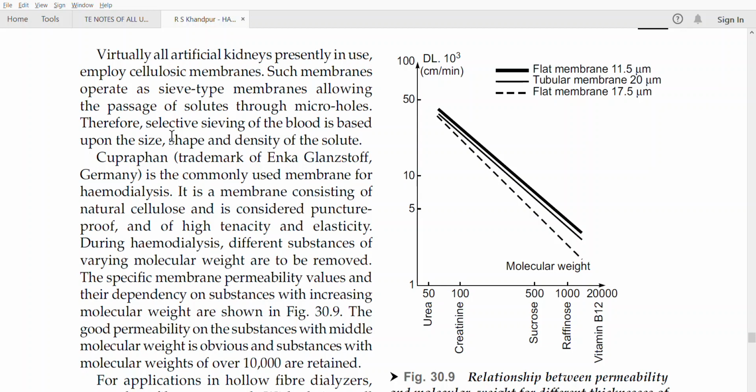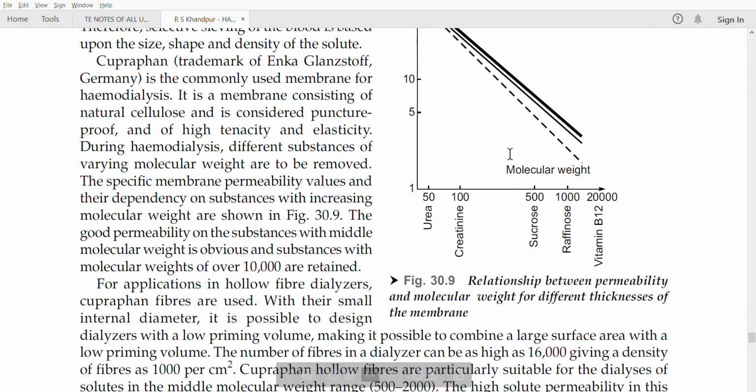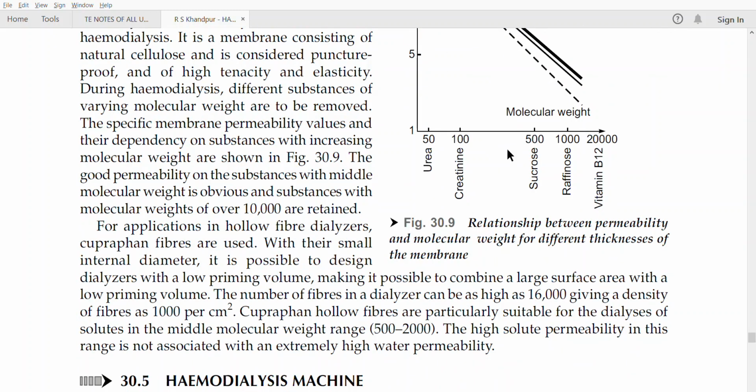During hemodialysis, different substances of varying molecular weight are to be removed. Specific membrane permeability values and their dependency on substances with increasing molecular weight are shown in the figure. If you see in the figure, when the molecular weight increases for different materials, the permeability reduces. The y-axis is permeability, the x-axis is molecular weight, and different curves are for different membranes. These are some details, and it also shows where these membranes are used.